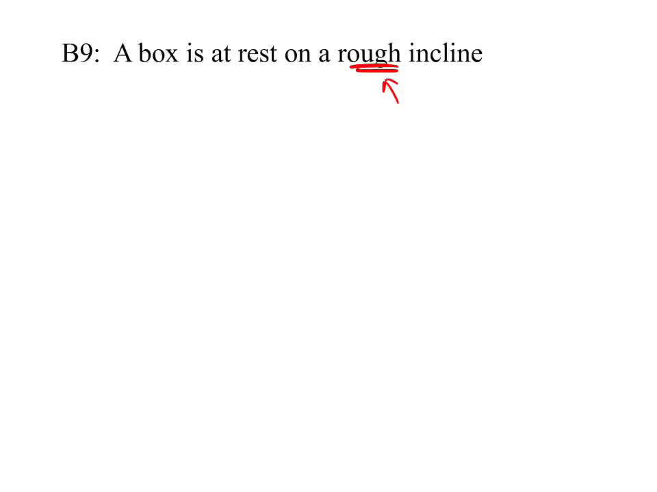If it's a really, really smooth surface, if it's something like ice, then sometimes we assume that there's no friction or very, very little friction. But rough just means, oh, it's a really rough surface, so something's going to stop on it. Okay, so that means there's friction.